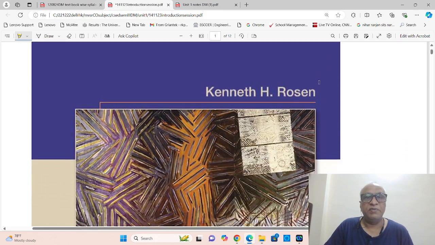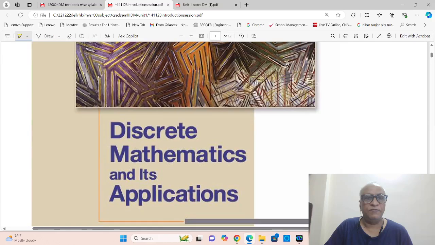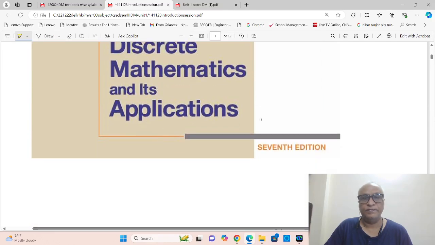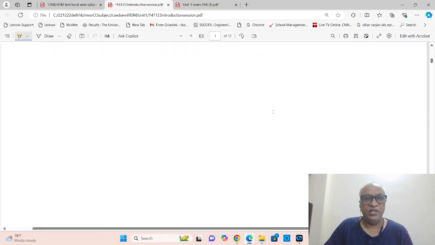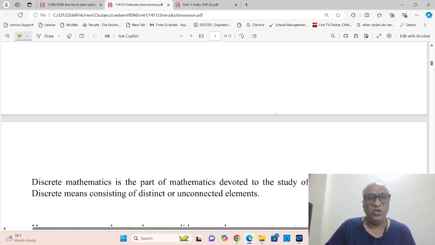This is our prescribed textbook by Kenneth H. Rosen for discrete mathematics, and we are using the 7th edition. The contents are derived from this and other notes I am referring to.